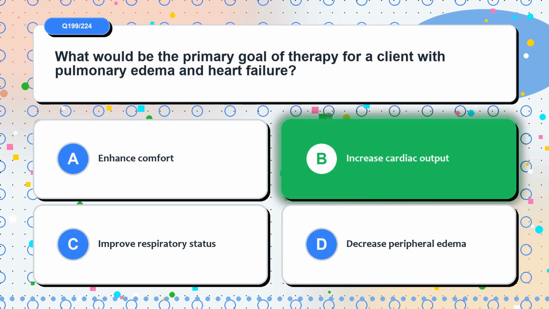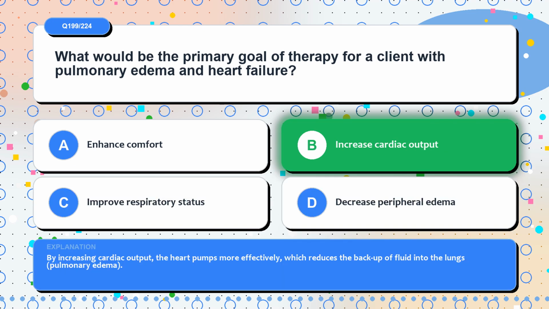The correct answer is option B. Increase cardiac output. By increasing cardiac output, the heart pumps more effectively, which reduces the backup of fluid into the lungs, pulmonary edema.